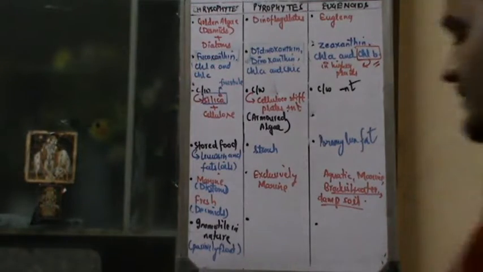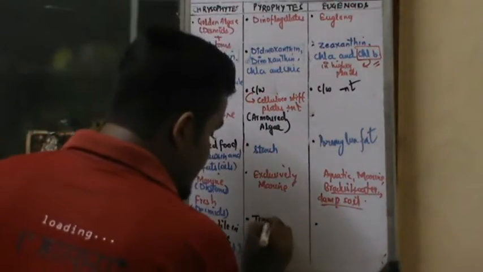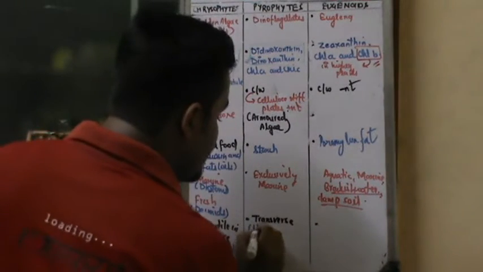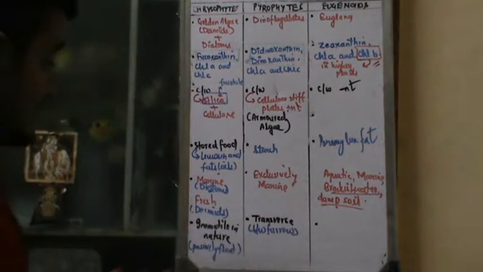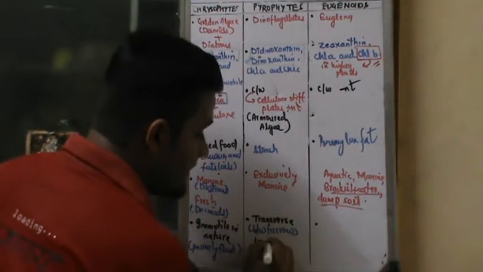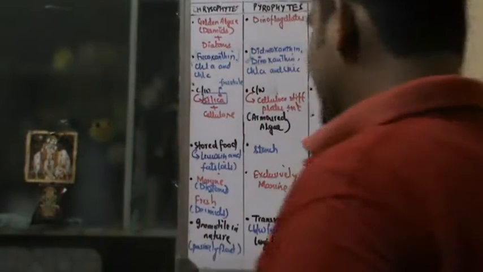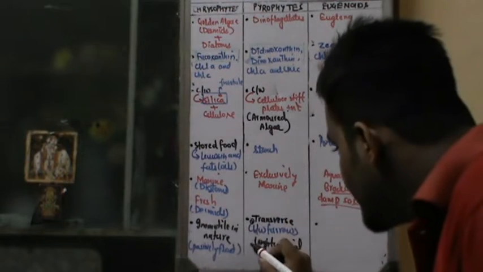Other than this, there are two flagella present in the case of pyrophytes. One is the transverse flagella, an NCERT line, between the furrow. Other than this, the longitudinal flagella is present. The NCERT gives only this much, so you have to remember this. In between the furrow of the wall plates, transverse flagella is present and longitudinal flagella is present.